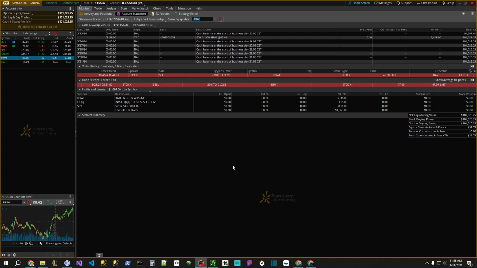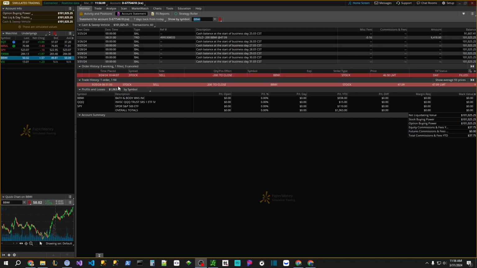I had said that we were going to go ahead and close out of the position, or attempt to close out of the position, and just sell it for what our cost basis was. Our cost basis was currently sitting at 46.50, so I just put a limit order in to sell it for that specific price on March 24th, as you can see right here.